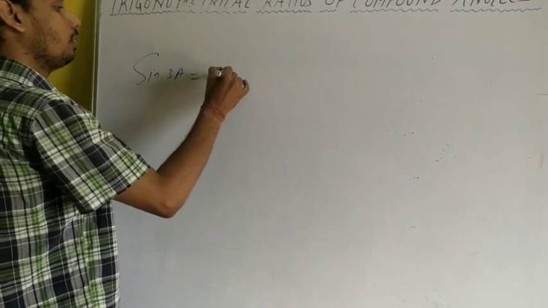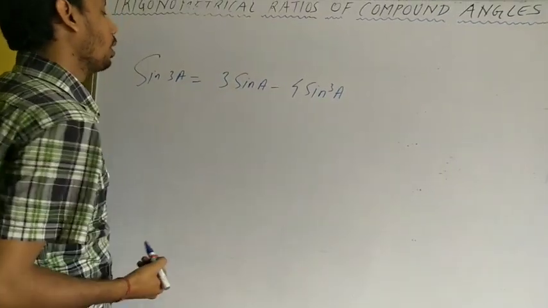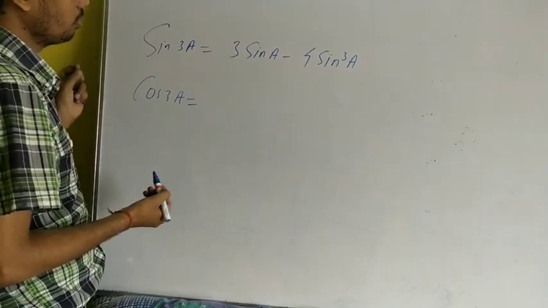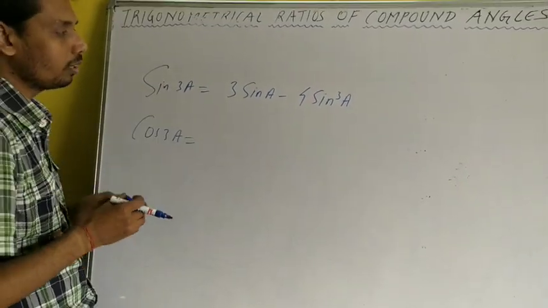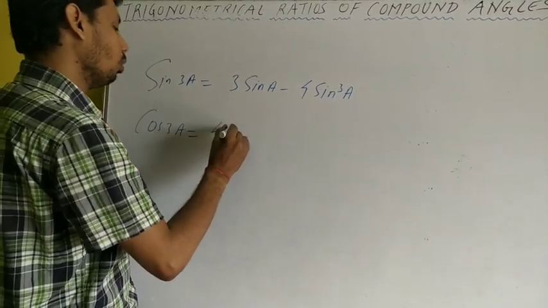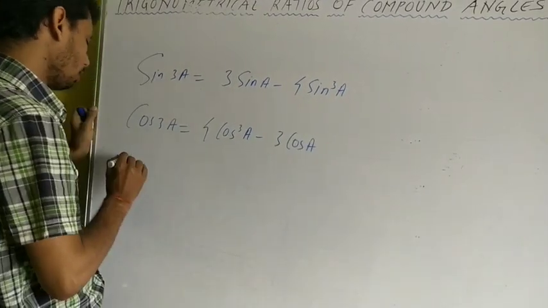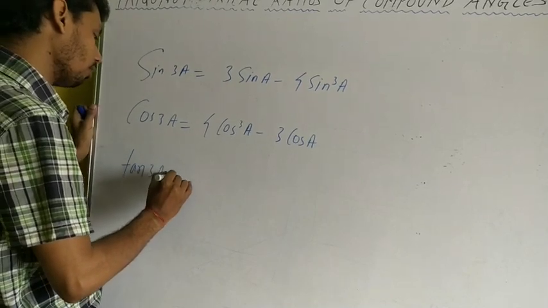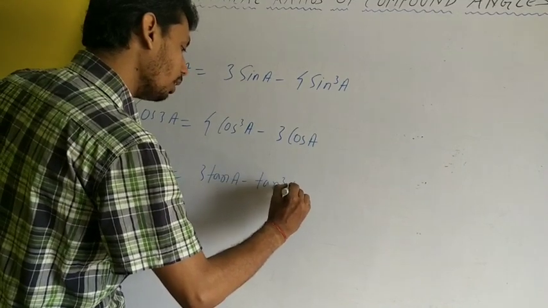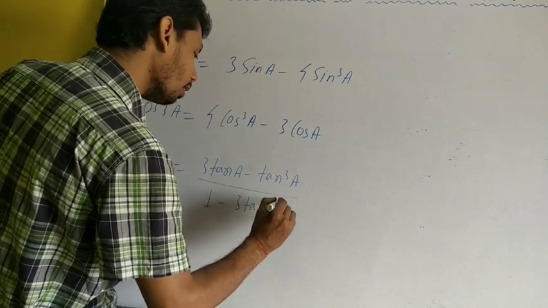Sin 3A is 3 sin A minus 4 sin cube A. Cos 3A, now see, you just split it, you will get the value of sin 3A as 3 sin A minus 4 sin cube A. Cos 3A is 4 cos cube A minus 3 cos A. Tan 3A is 3 tan A minus tan cube A, whole divided by 1 minus 3 tan square A.